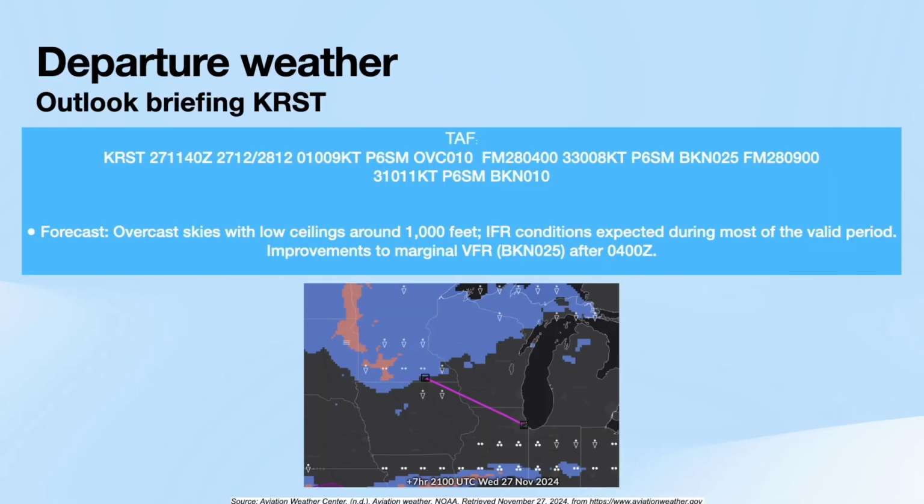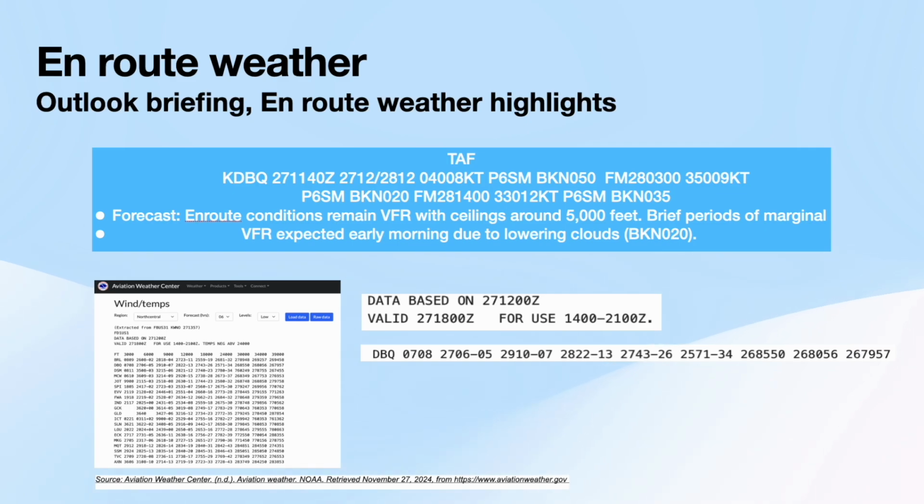Now, I'll go over the outlook briefing first and then go over the standard weather briefing. I got this weather information from the weather briefer, and I also referred to the aviationweather.gov website. On the outlook briefing for the departure weather, I put the tab for nearby Class Delta airport, Kilo Romeo Sierra Tango, on the slide, which forecasts a low ceiling at 1,000 feet and possible improvement to marginal VFR after 0400 Zulu.